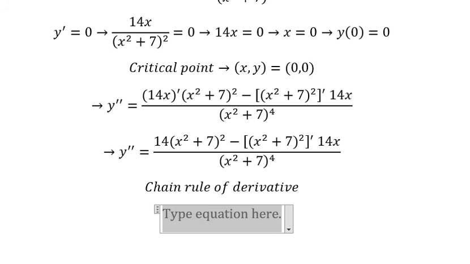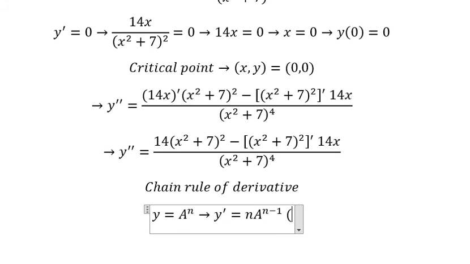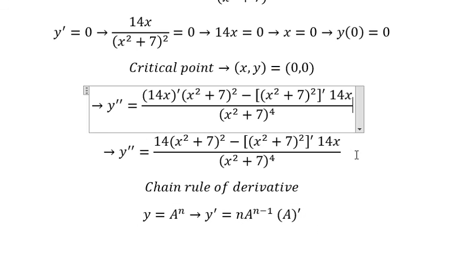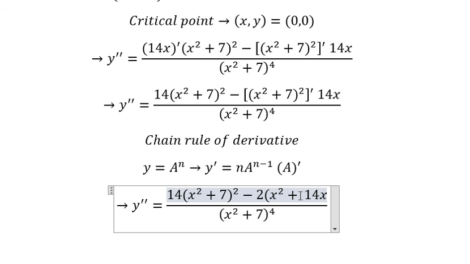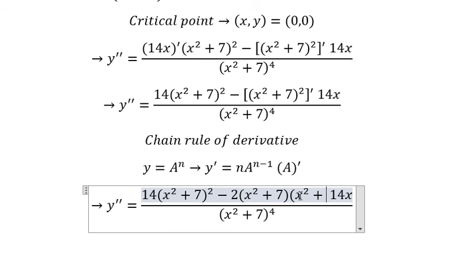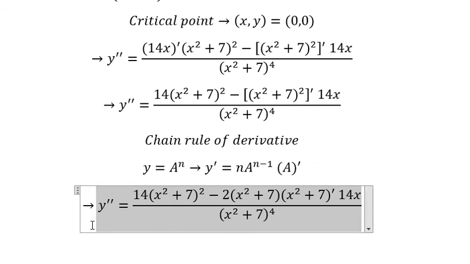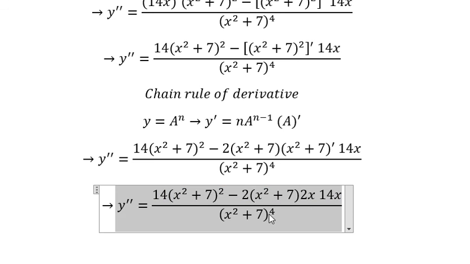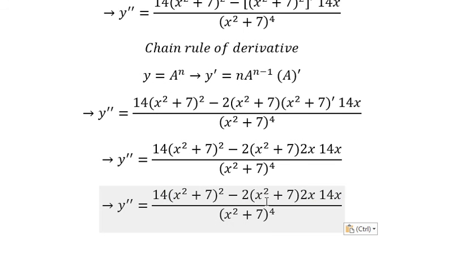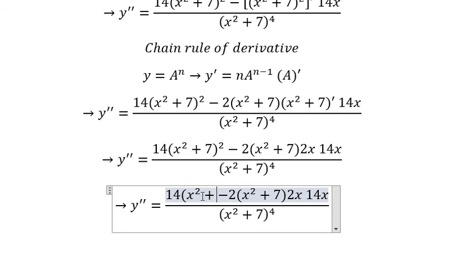That means if we have y equals a to the power of n, if we do the first derivative of this one, we have n a to the power of n minus 1, and later we do the first derivative of a. So this one we will have 2 multiplied by s squared plus 7. Later we do the first derivative of s squared plus 7. So this one we have 2s. Now we need to simplify s squared plus 7 on the numerator and denominator, because we have this one and this one. So this one we will have s squared plus 7.